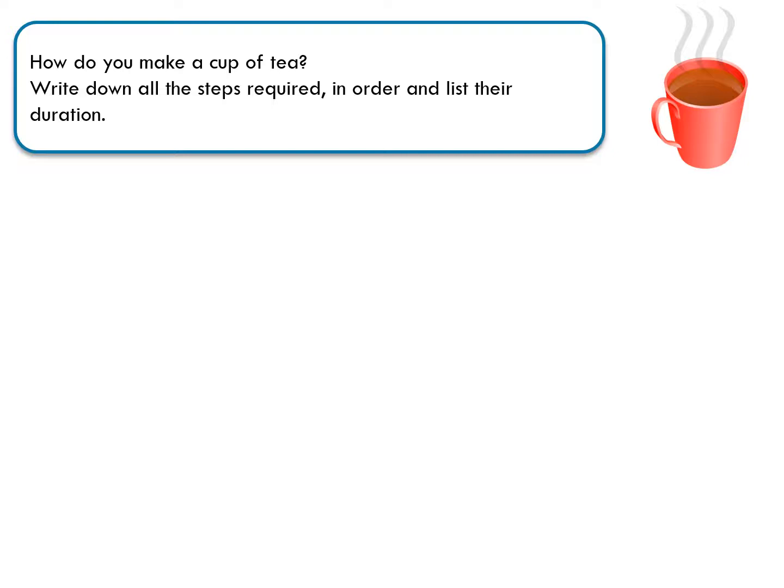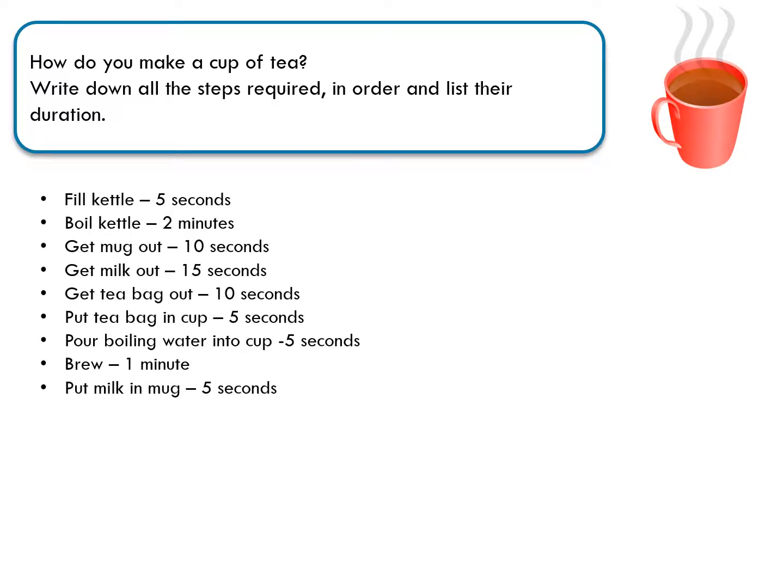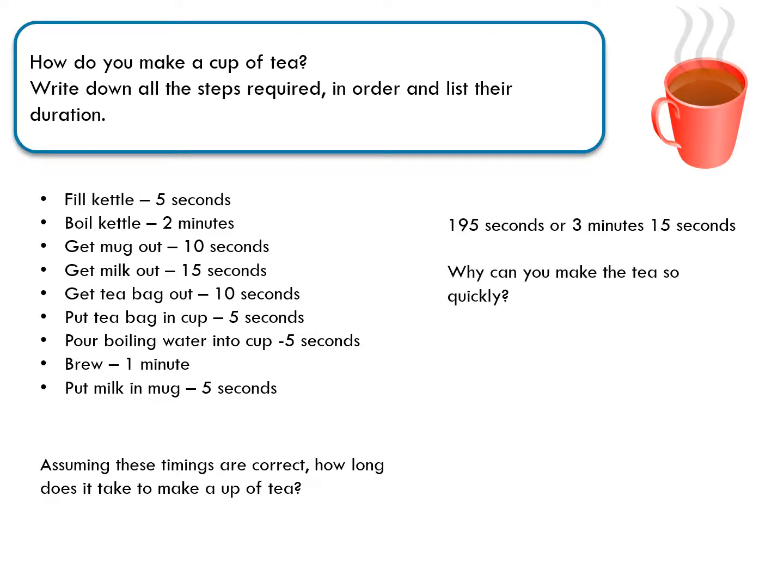A good example of this approach would be to think about making my favorite drink, a cup of tea. These are all the steps required to make a cup of tea. Filling the kettle, boiling the kettle, getting out the mug, getting the tea bag out, and so on. You might want to pause the video now and think about what is the quickest time in which I could make a cup of tea. Well, the correct answer here would be 195 seconds or 3 minutes and 15 seconds.